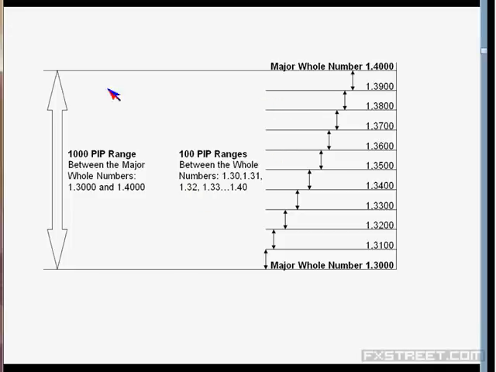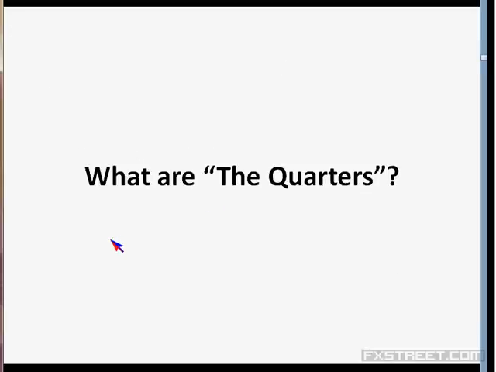From this illustration, you can see that each 1,000 pip range can also be divided into smaller 100 pip ranges between the individual whole numbers within a 1,000 pip range. So what are the quarters and how do we actually derive them? Many of you will know that a quarter is 1 of 4 equal parts of something. It could be 1/4 of an hour, 1/4 of a kilo or a pound, or with money, it is the US or the Canadian coin that is equal to 1/4 of a dollar.